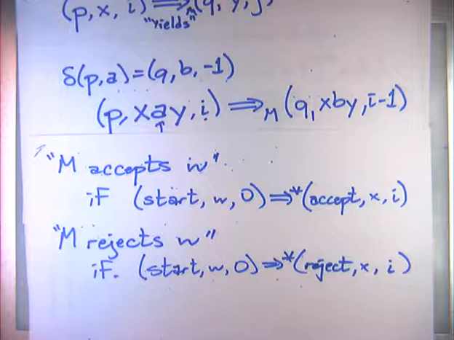Yeah? Accept and reject, are those just specific states in the machine? Those are just specific states in the machine, and every other state is just an internal state. Think of it as a working state. I'm in the middle of something. Okay?